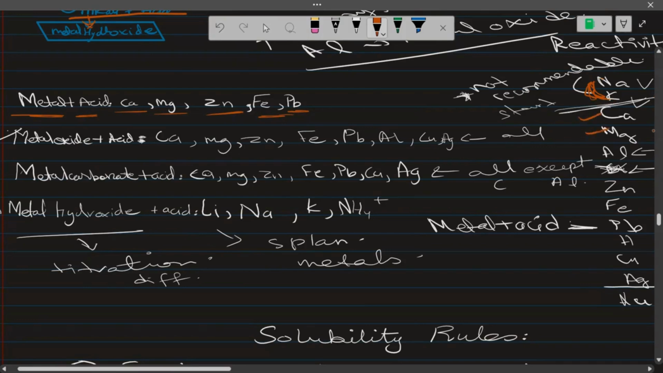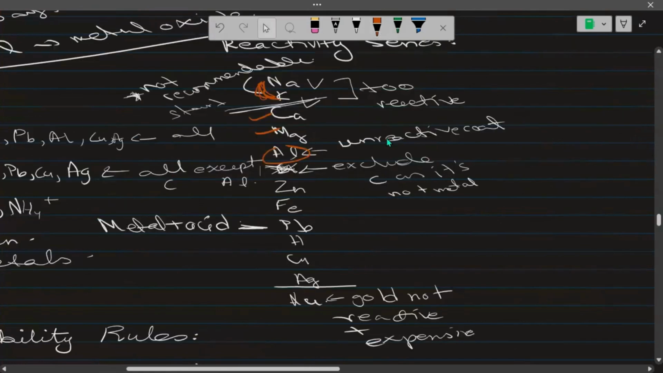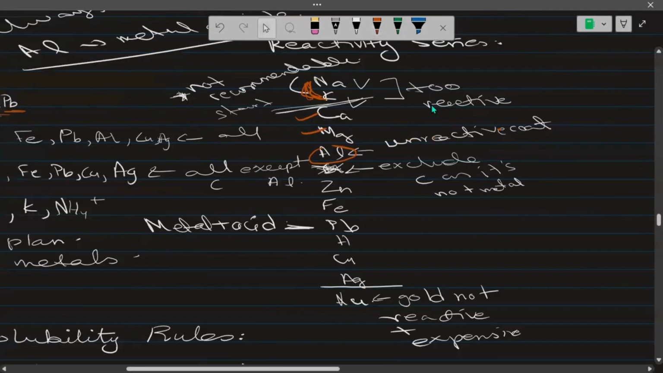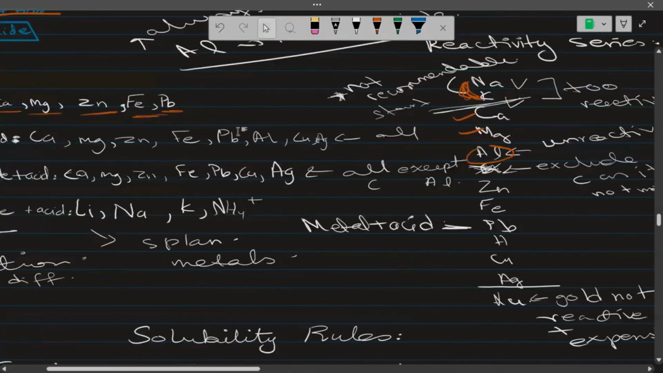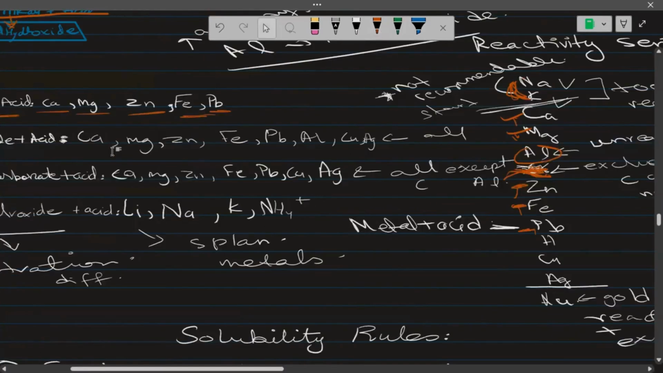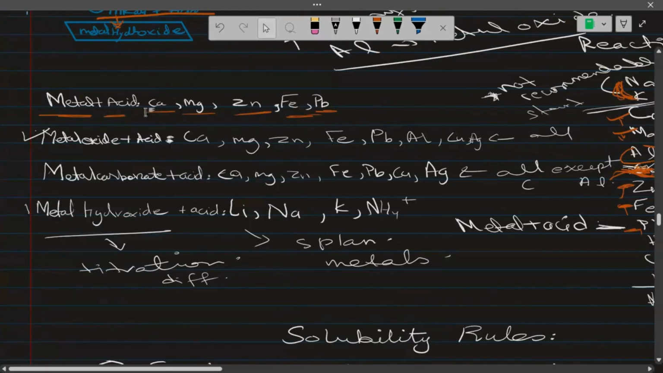While we do calcium, magnesium, but not aluminium, because when aluminium starts a reaction there is an unreactive coating on it, which prevents it from reacting. So due to this, we don't react it. And after this, there is carbon, which is not a metal, so hence we don't add it. Then we go to zinc, iron, and lead. So basically these five metals are used in the metal plus acid reaction, and other metals we cannot use.